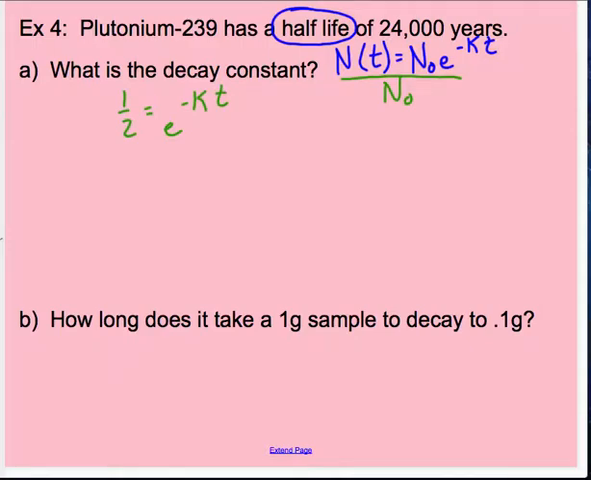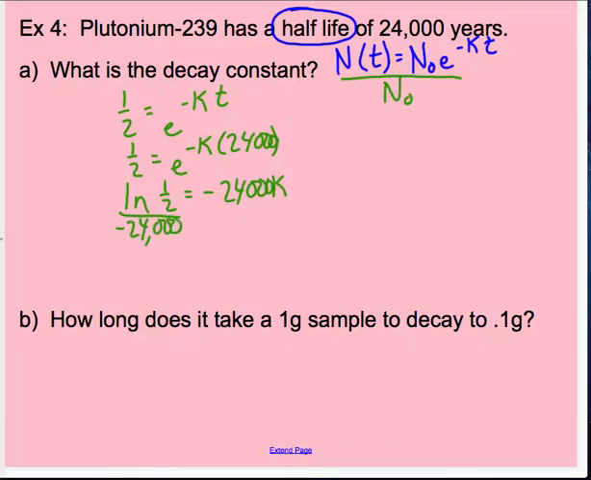Well, the time in this case is 24,000 years. That's how long it takes for half the material to decay. So we substitute 24,000 in for t. To cancel the e, we'll take the natural log of both sides. And I'm going to rearrange this so that it looks more like a coefficient. And I am missing a 0. So to solve for k, we'll divide both sides by negative 24,000. And I got about 0.00029 is our decay constant.